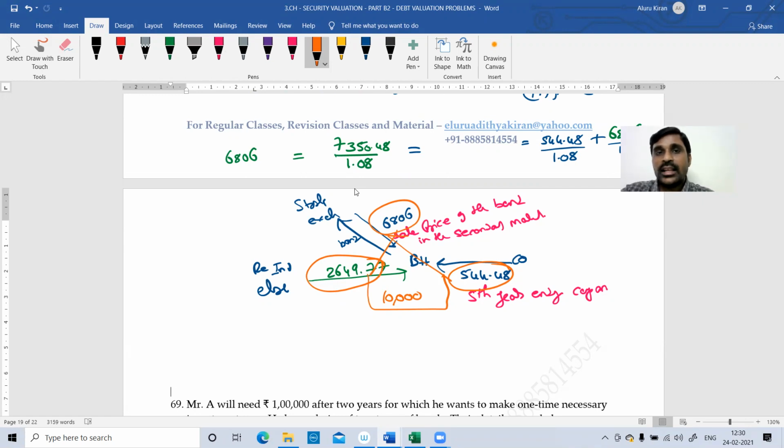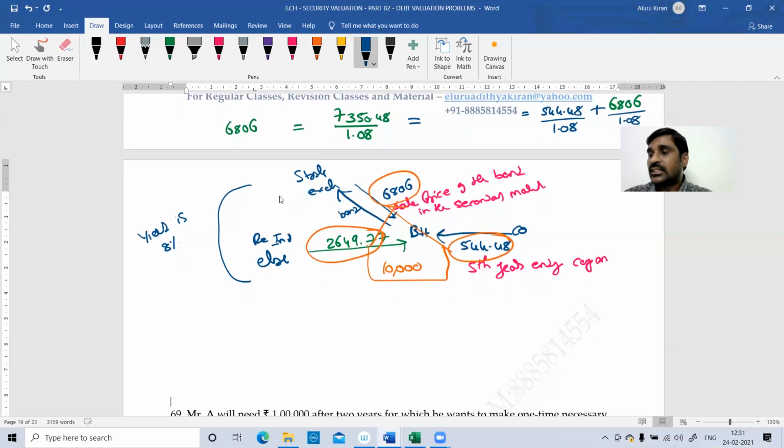This is when the yield is 8%. When the yield changes, these two will change: 2,649 and 6,806. The sale price of the bond will change and the reinvestment income will change when the yield changes. Okay. Now I'll show you.